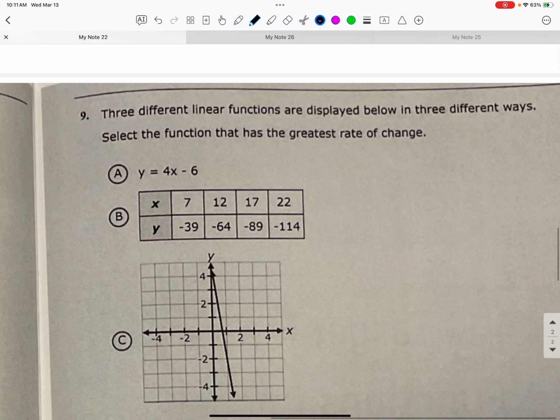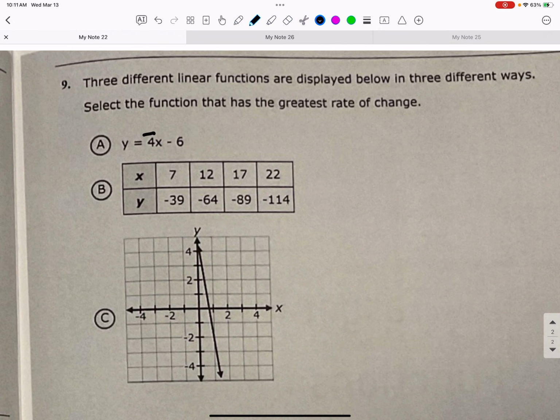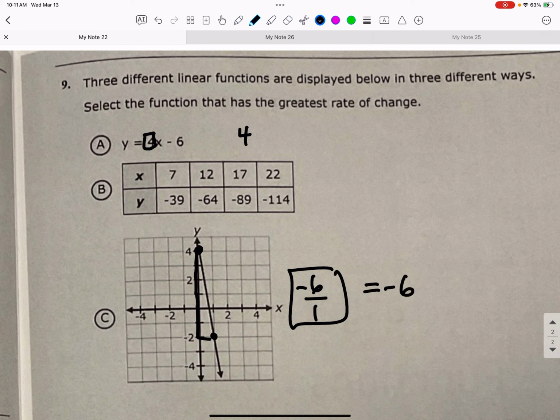9. Which one has the greatest rate of change? Let's see, the greatest slope. This one is a slope of 4. This one, let's see, it basically hits there. This one goes down 1, 2, 3, 4, 5, 6 over 1. This is -6 over 1 equals -6. This is going to be, let's see, a weird problem for me. This one goes down 25 over 5. This one has a slope of -5.